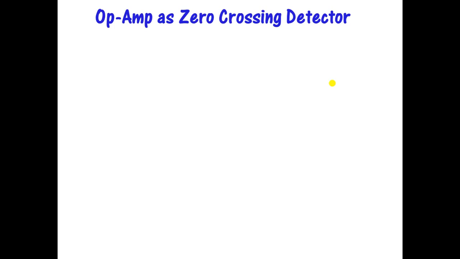In this lecture, we are going to see one more application of op-amp, that is op-amp as a zero crossing detector. So far we have seen op-amp as summer, that sums the input voltages given at the input. Then we have seen op-amp as subtractor, that subtracts the input voltages. Then we have seen op-amp as differentiator, that differentiates the input signal and gives it at the output. Then op-amp as integrator, that integrates your input signal. Now in today's lecture we are going to see op-amp as zero crossing detector.